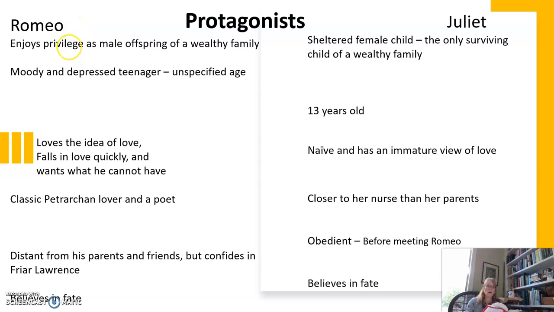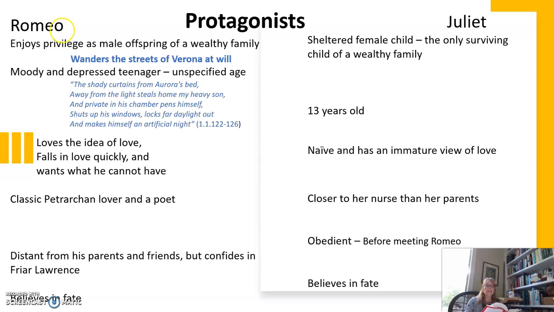Romeo enjoys privilege as a male offspring of a wealthy family. He wanders the streets of Verona at will. He is moody and depressed, and his age in the play is unspecified. His father points out his moodiness when he talks to Benvolio about finding out what was wrong with his son. Romeo loves the idea of love, and he falls in love quickly, and he always wants what he cannot have.